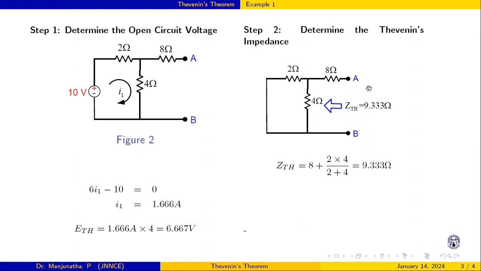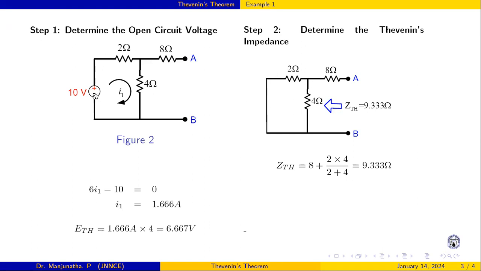Next, second step. Once we determine this open circuit voltage, or Thevenin voltage, across these 2 points, next we have to determine the Thevenin's equivalent impedance, looking at these 2 points AB. If the circuit contains any voltage source, simply short circuit it. If any current source comes, we have to remove it from the circuit.